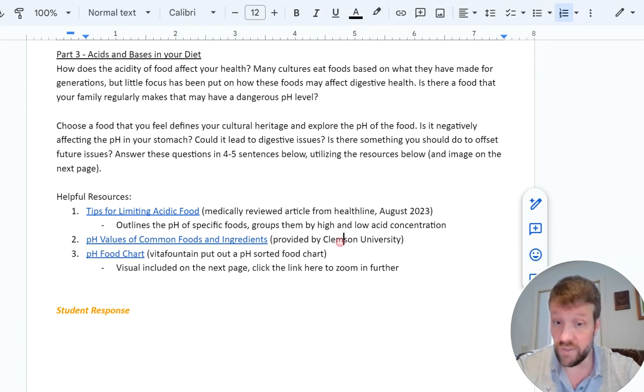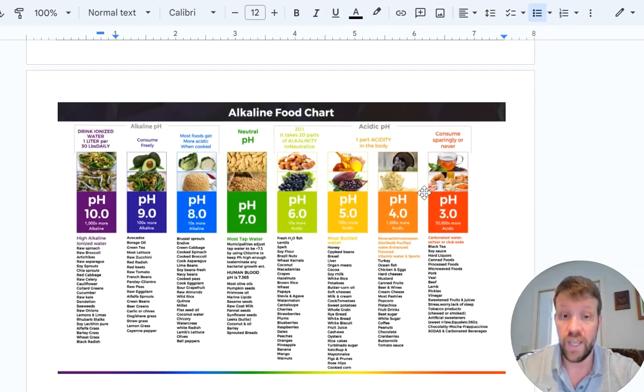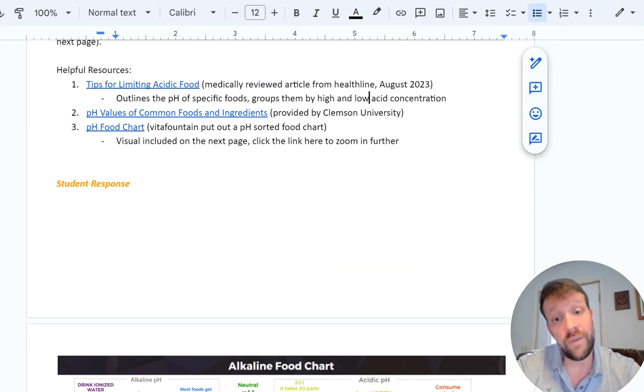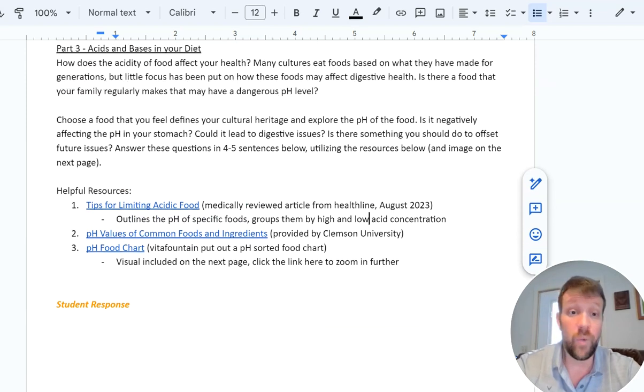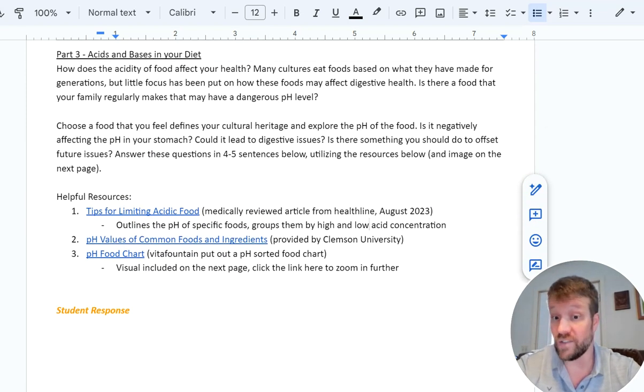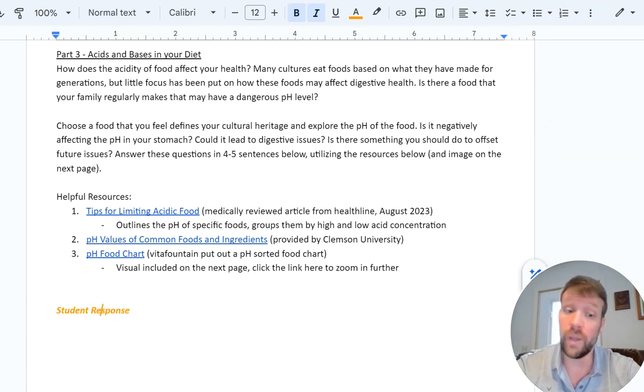There are some pH values of food ingredients here. There's a food chart, and the food chart also, if you scroll down, gives you the pH of a lot of different foods. So consider a food that y'all eat. Consider whether or not a strong acid or strong base is involved in it as you look at that, and then tell me how it could affect you, your stomach, your health, right here in the student response section.